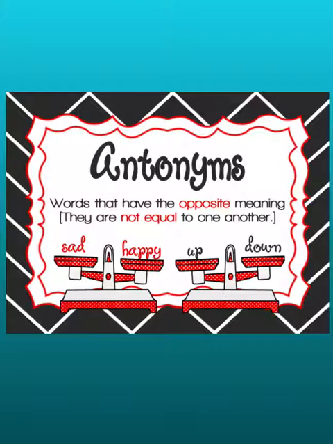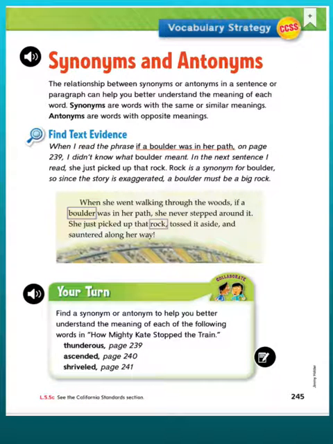So this week we are working on antonyms. These are words that have the opposite meaning. They are not equal to each other. Now I wanted to show you that this is in our RWW as well. So we are working on words and we are identifying synonyms and antonyms. This is a big fifth grade standard actually.